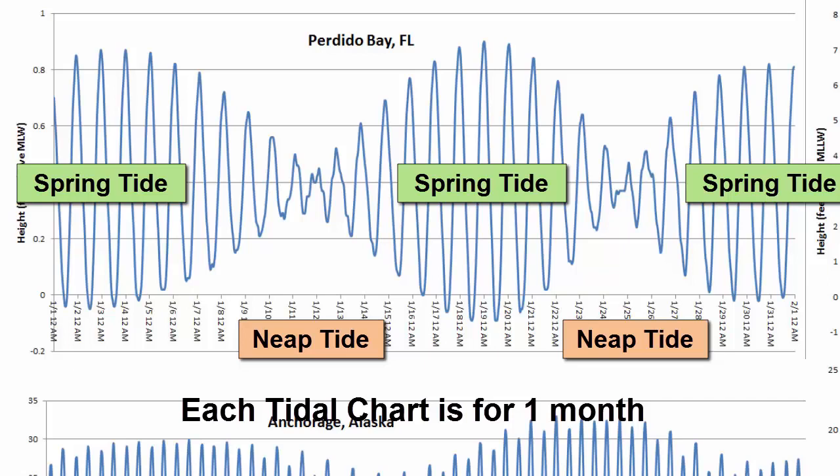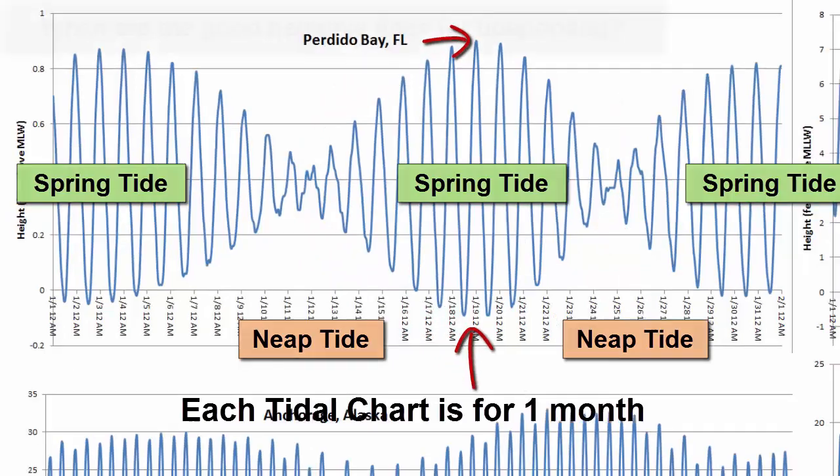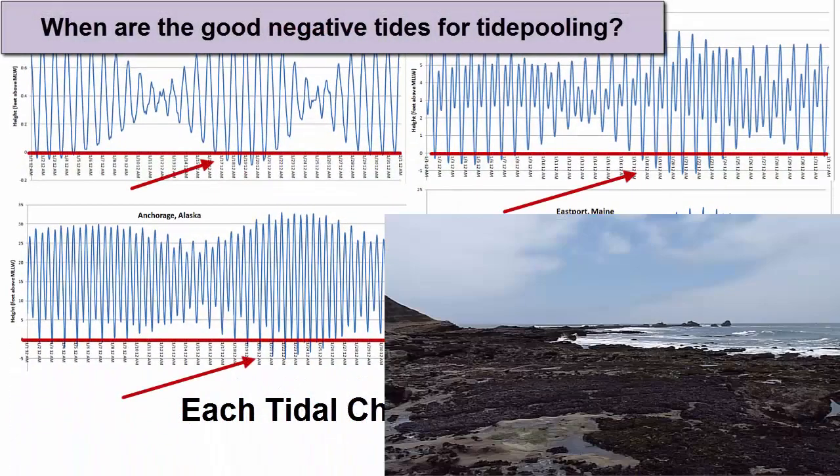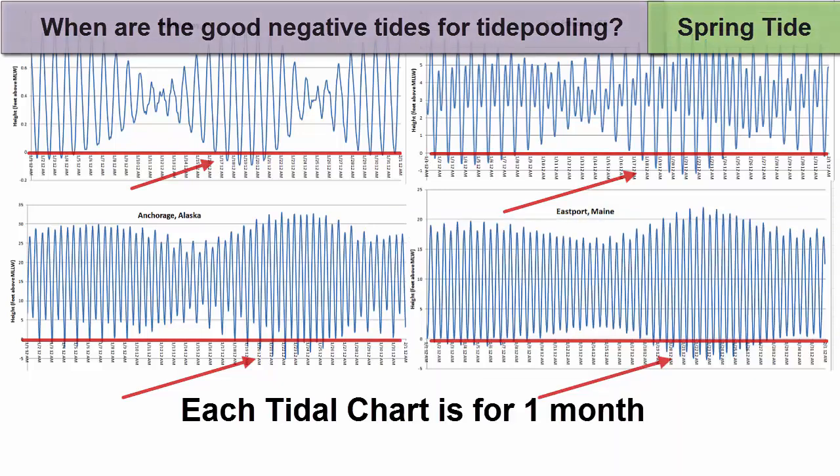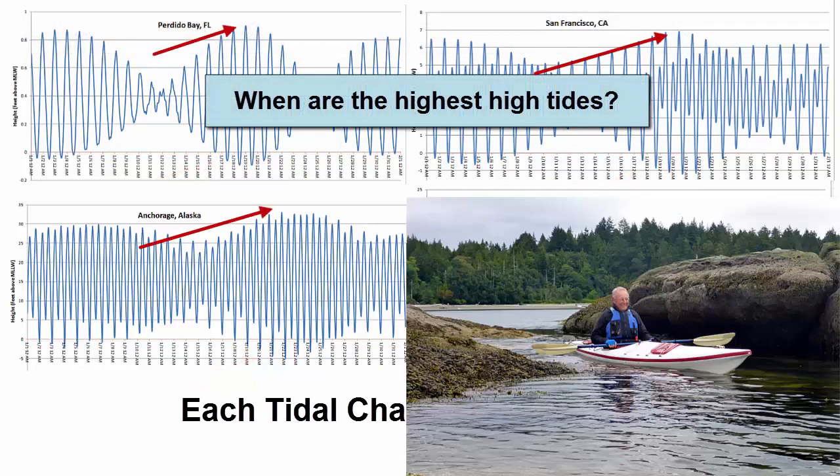Notice that during neap tides, we get both the lowest highs and the highest lows. The opposite is true for spring tides, which have the highest highs and the lowest lows. At which time would you expect to get the negative tides that indicate really low water and good tide pooling? The spring tides. At which time would you expect water levels to be highest and thus the safest time to move boats through normally shallow waterways? Spring tides.